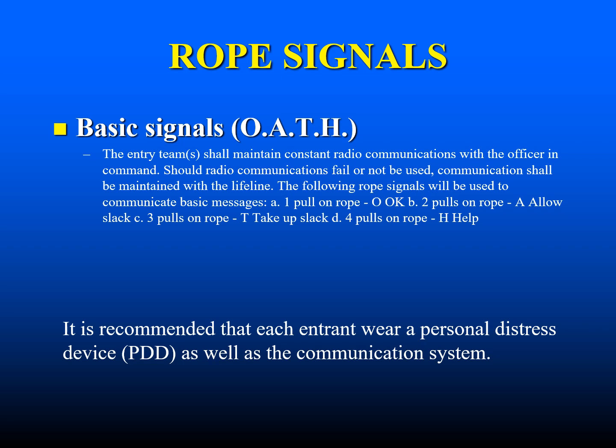One pull on the rope stands for O, which means OK. Two pulls on the rope stands for A, which means allow slack. Three pulls on the rope stands for T, which means take up slack. And four pulls on the rope stands for H, which means help.